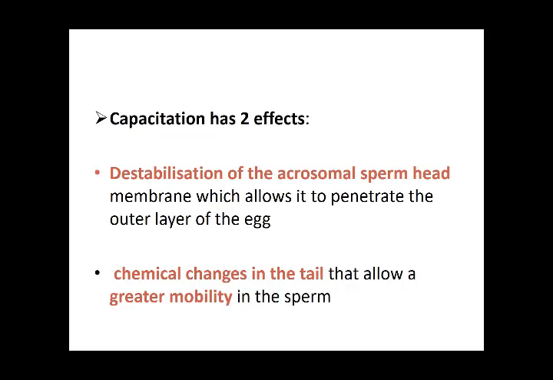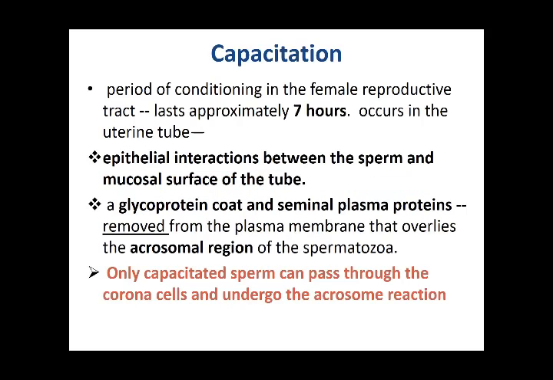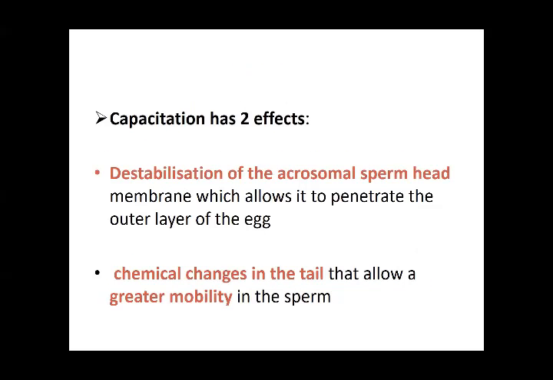The other is the chemical changes. They allow increased motility of the sperm tail. These are the two things which happen as a result of capacitation. So capacitation is a prerequisite, and what happens is that the cholesterol is removed, the glycoprotein from the top is removed, and the seminal plasma proteins are removed. This leads to two changes: one is the destabilization of the sperm head, which helps in the release of the lysosomal enzymes from the acrosomal cap, and the other is the chemical changes that allow greater motility in the sperm.